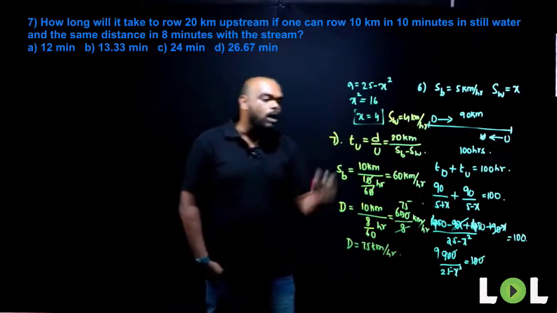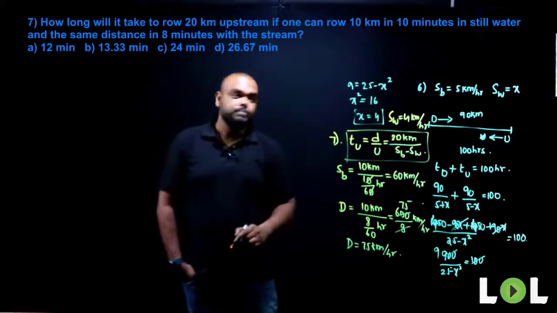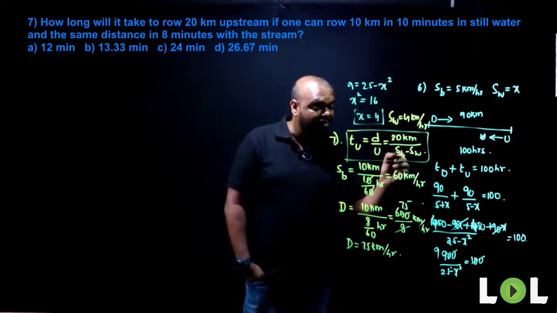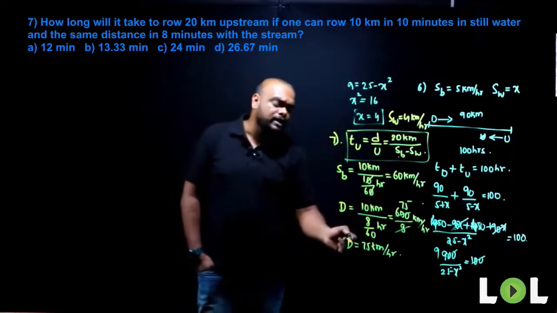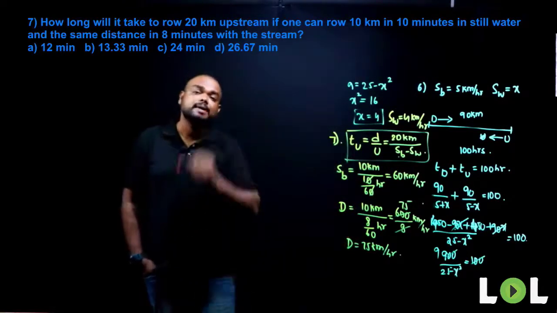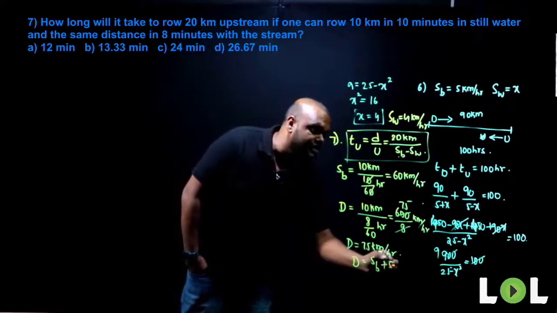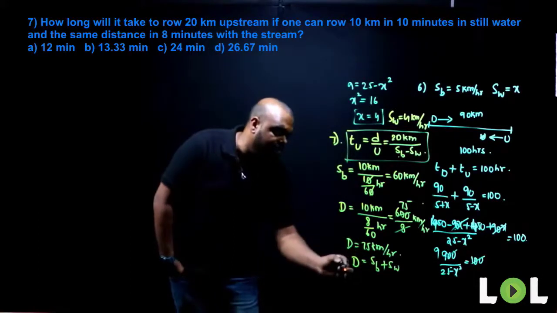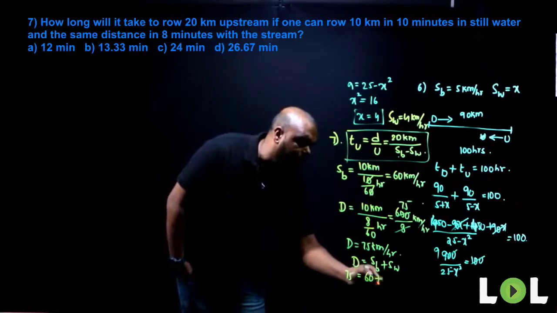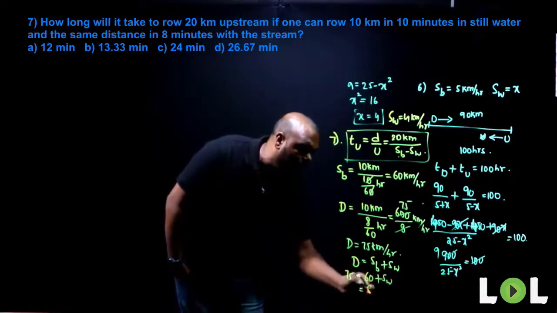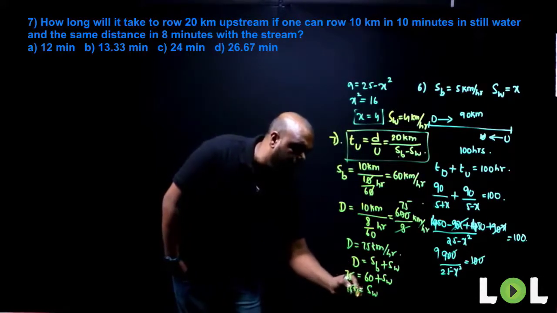Now, I want the time taken to travel upstream 20 kilometers. I have this. Now I have SB as well, but what am I lacking? SW. How can I calculate? Look, I got downstream and I got SB, means obviously I can calculate SW. We know that downstream speed can be written as SB plus SW. What is downstream speed? 75 is equal to, what is SB? We calculated 60, plus SW. Then what will be SW? SW is equal to 75 minus 60, 15 kilometers per hour.